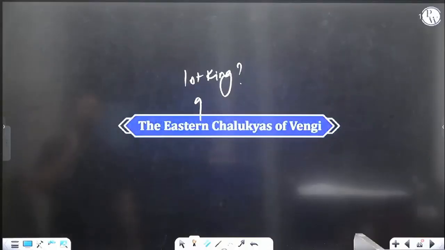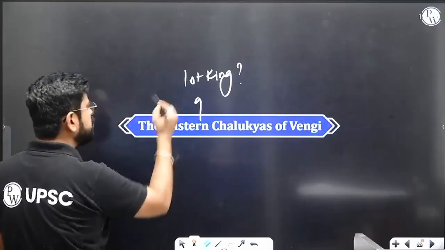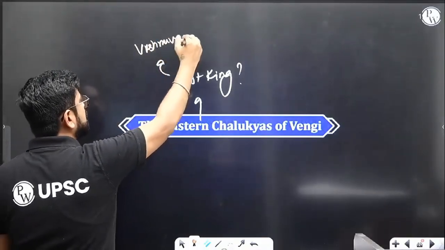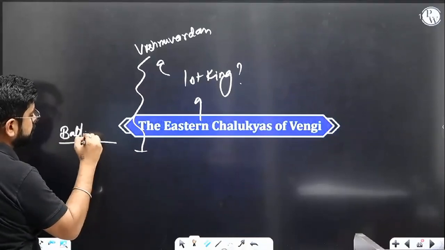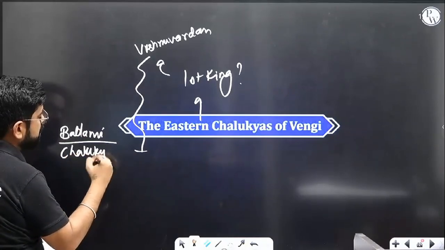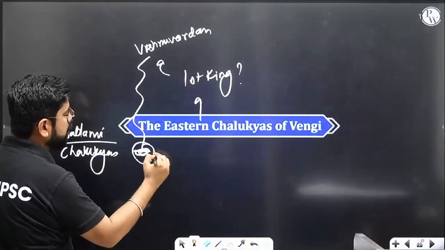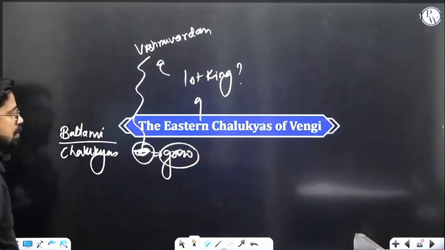So basically, it was Pulkesin II who had appointed somebody in Vengi, right? It was his brother Vishnuvardhan. But we realized that for a very, very long time, nobody was there until and unless the Badami Chalukyas were over. Right? When they are finished, this branch at Vengi will grow. Yeah, so they will grow.